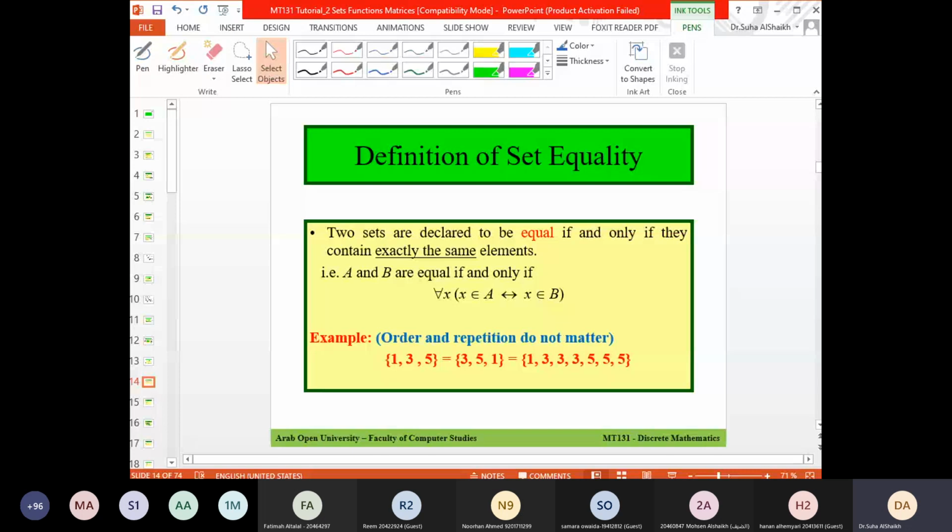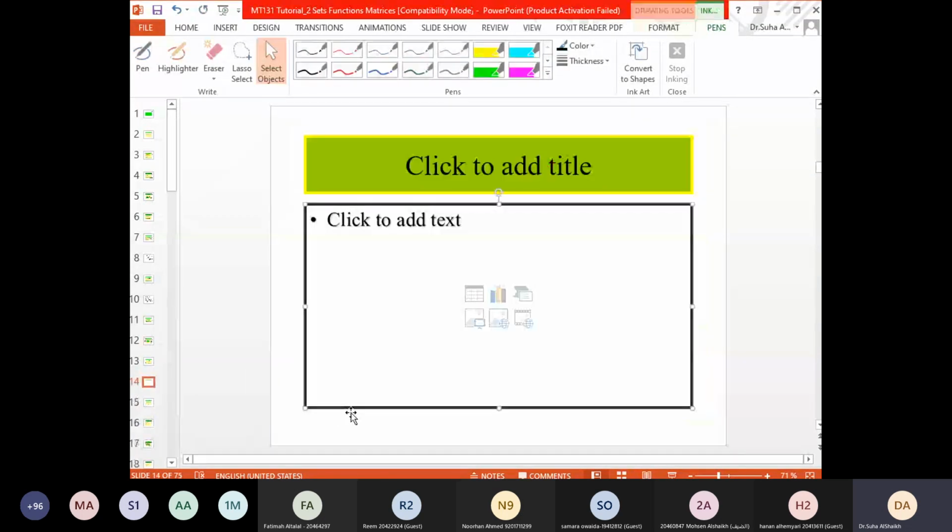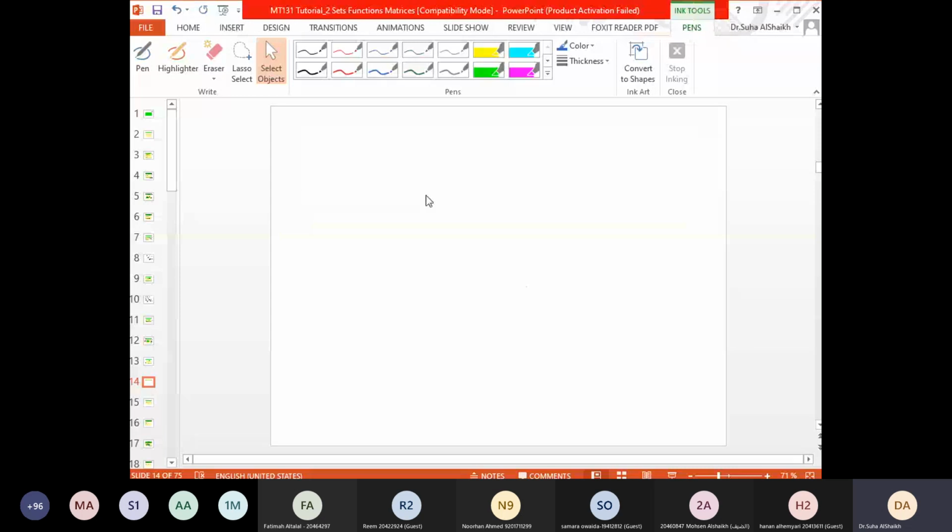Now, definition of set equality. Phi is an element as a set. Just like I can collect numbers inside a set, I can also collect sets inside a set. Let me give you this example. Say that you have a set A that has the elements A and B.